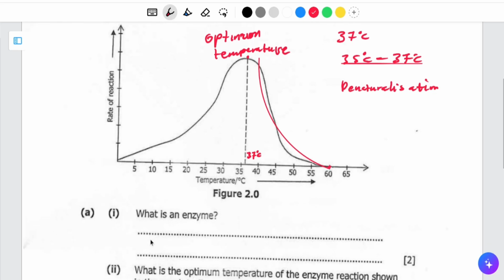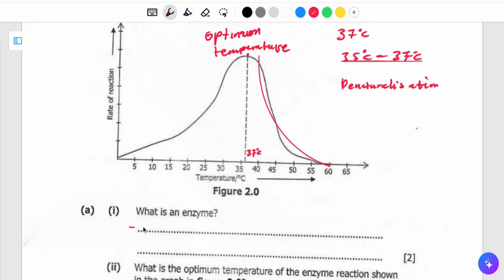So the first question is saying, what is an enzyme? To define an enzyme, we are going to say it is a biological catalyst. As simple as that. Biological catalyst. Then a catalyst is anything that can speed up the rate of a chemical reaction. Now, enzymes can speed up or they can slow the rate of the chemical reaction depending on how the reaction is proceeding.